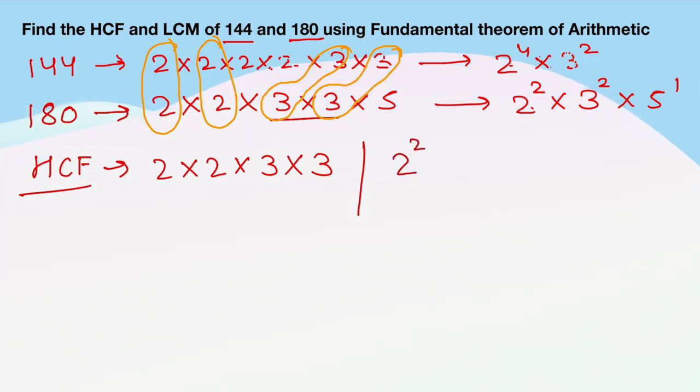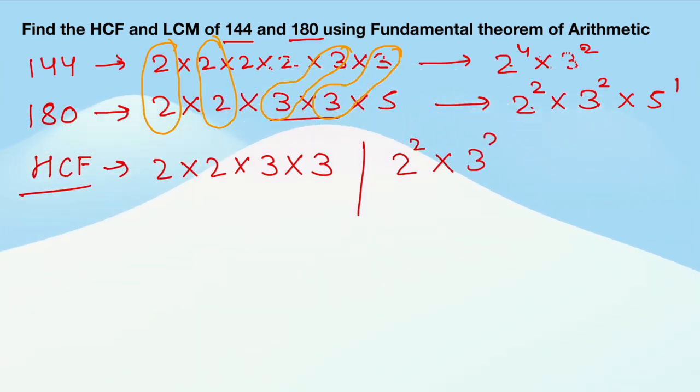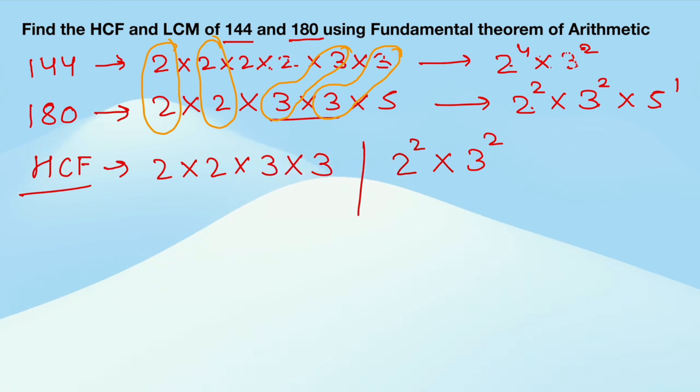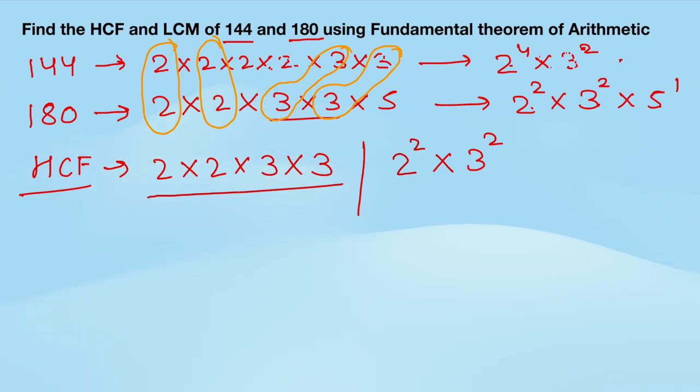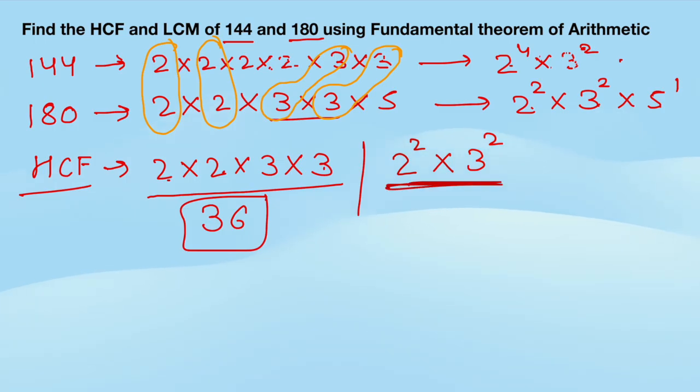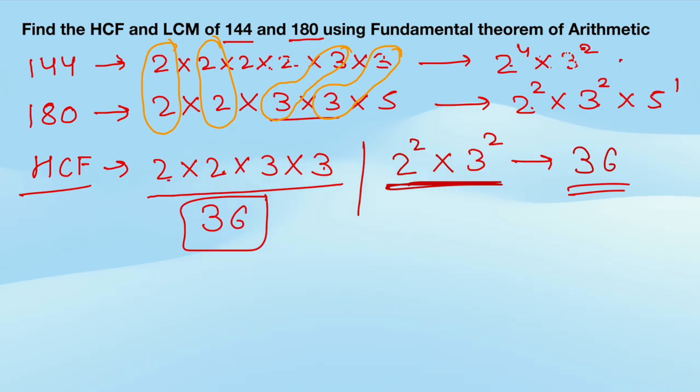So we can write it as 2 to the power 2. 3 square and 3 square. Which is smaller power? So 3 square, right? Okay, and 5 to the power 1, and here we don't have 5. Means smaller is that we don't have 5, right? So it is 4 into 9. That is 36. Means HCF is 36. If I find from this as well, I will get the 36 only, right? Okay, hope it is clear.